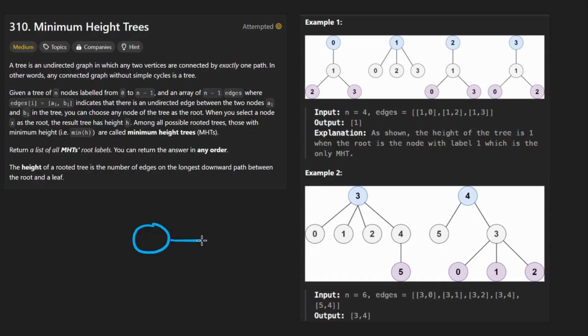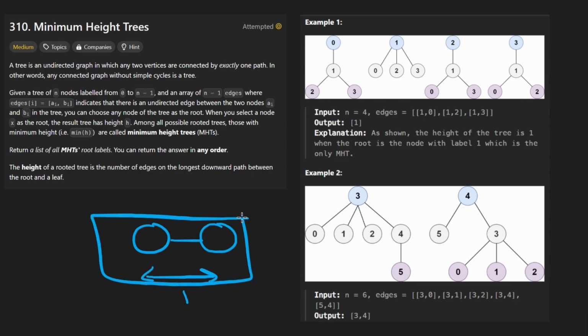Now, if we introduce 2 nodes, I guess both of them are the root, right? That minimizes the height. So if this is the root, then the height is going to be 1. If this is the root, the height is also going to be 1. Kind of looks like a face, but okay, let's ignore that.